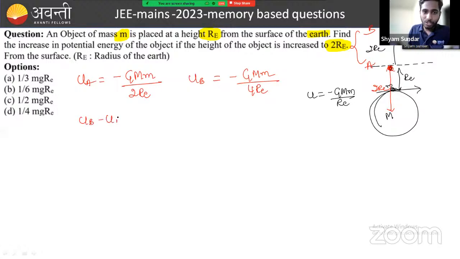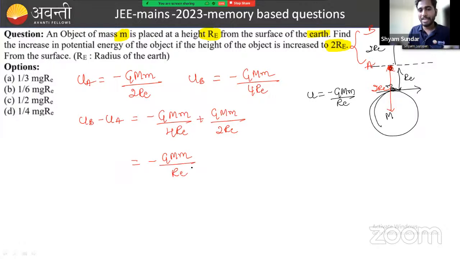UB minus UA, I need to calculate. UB is minus GMm divided by 4 times RE. Minus of minus will become plus GMm divided by 2 times RE. Everything is fine, right? Take common minus GMm divided by RE.